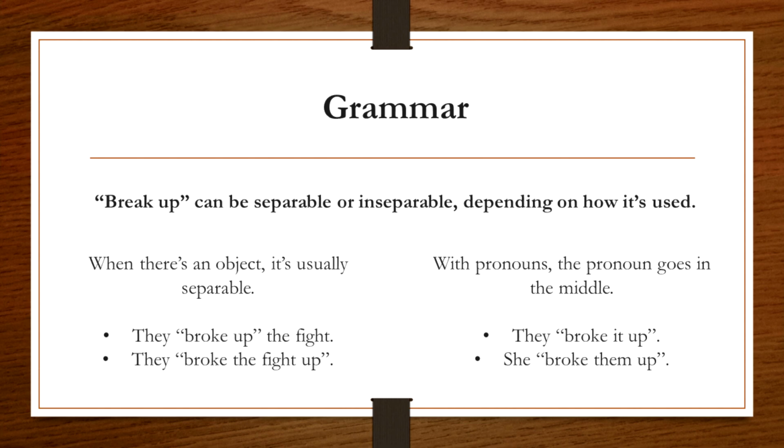Now let's talk briefly about how break up works grammatically. Break up can be separable or inseparable, depending on how it's used. When there's an object, it's usually separable. They broke up the fight. They broke the fight up. With pronouns, the pronoun goes in the middle. They broke it up. She broke them up.